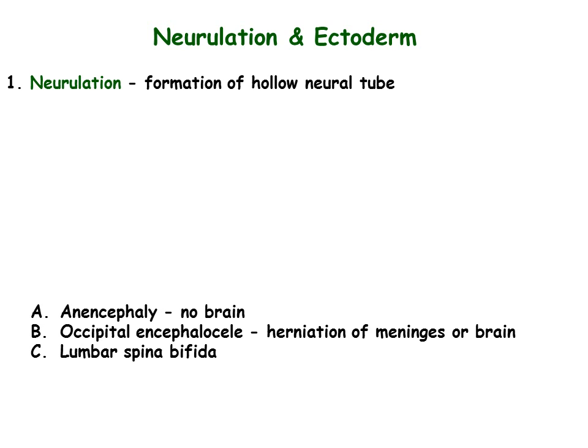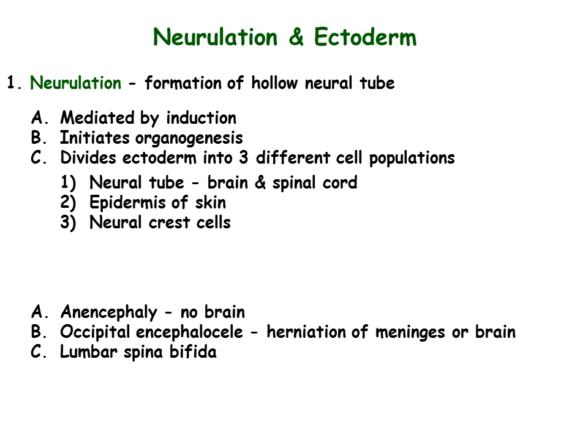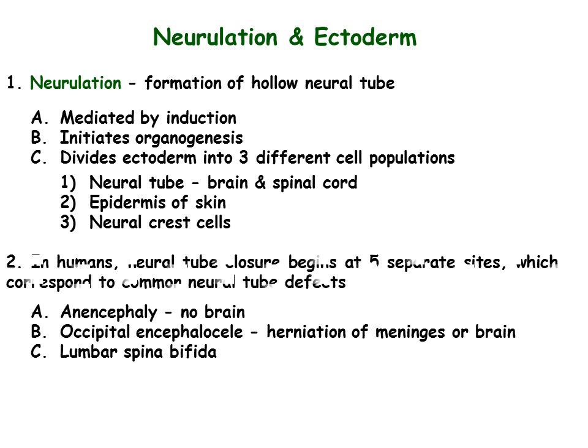So, neurulation, now we're getting the formation of the hollow neural tube. Of course, we need induction and organogenesis to do this, and this is going to divide the ectoderm into 3 different cell populations. The neural tube, which of course is critical for the brain and spinal cord. Then we also have the epidermis and those neural crest cells.